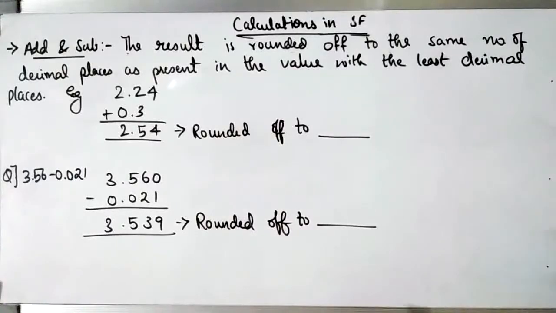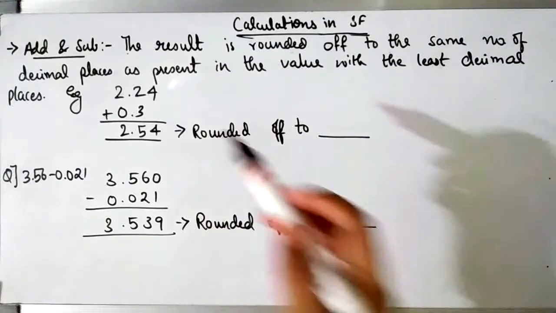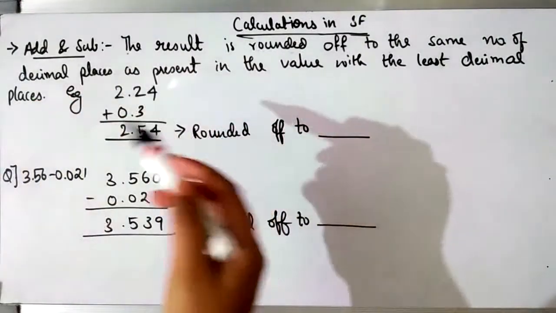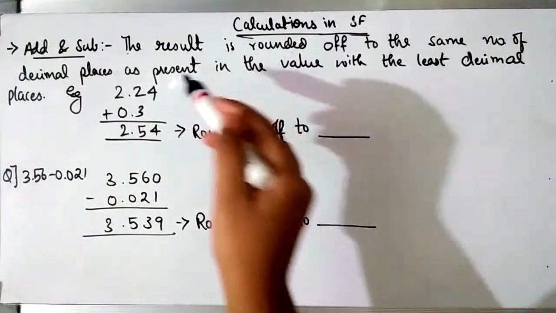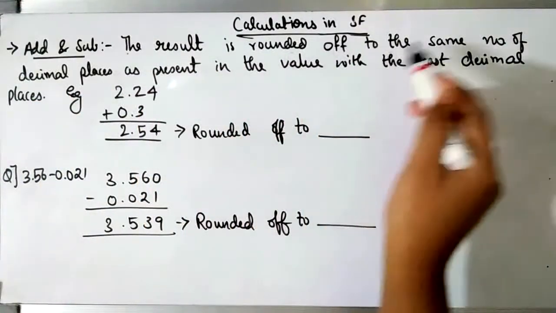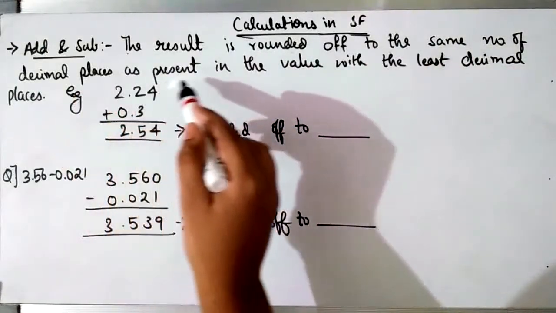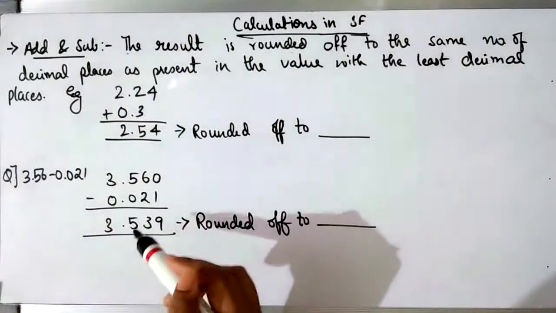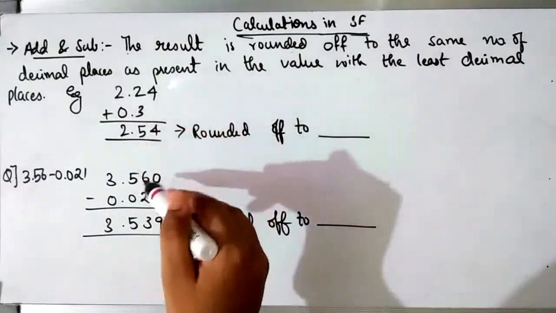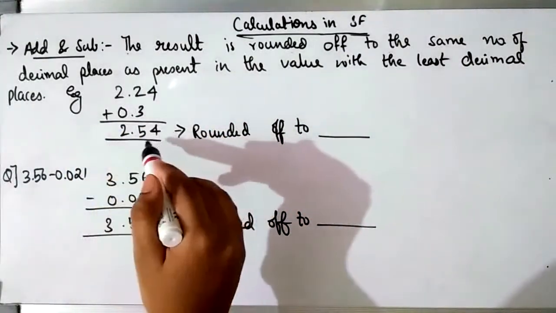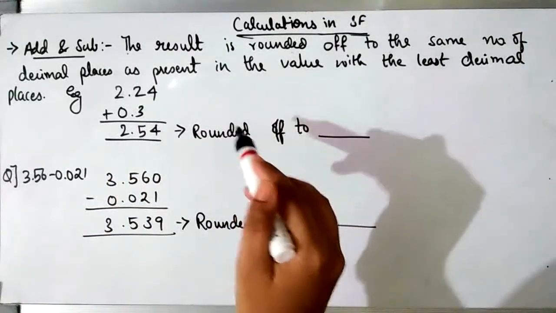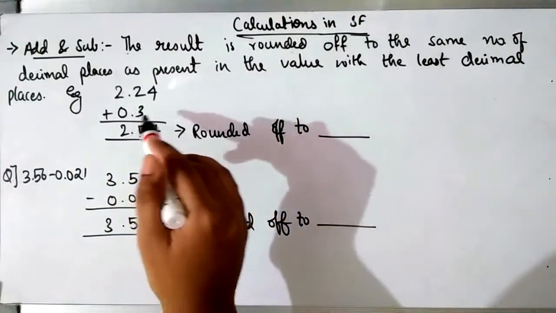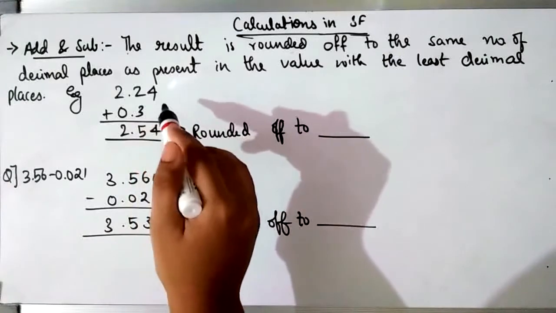Now I'll tell you about the calculations in significant figures. Now what happens when we add or subtract such significant figures? The result should be rounded off to the same number of decimal places as present in the value with the least decimal places. Okay, now whenever we add or subtract, whatever the result we get, that should be rounded off to as many decimal places as present in the value with the least decimal places.